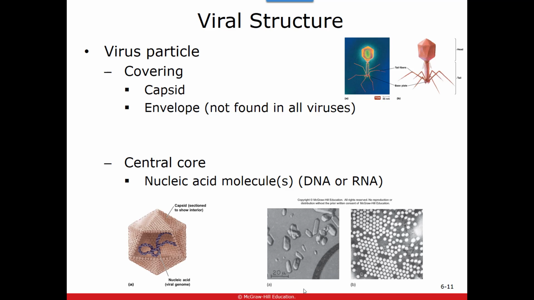If a virus does have an envelope, we call it an enveloped virus. If it doesn't, we call it a naked virus. But they all have a capsid, and they're all going to have a central core where we find the nucleic acids. So that's where we're going to find the DNA or the RNA.